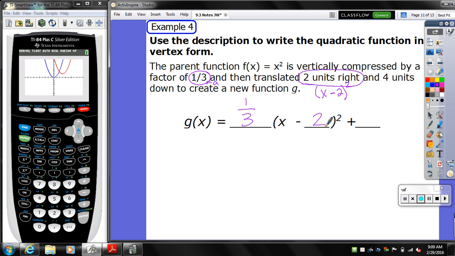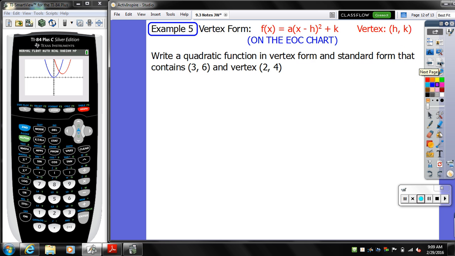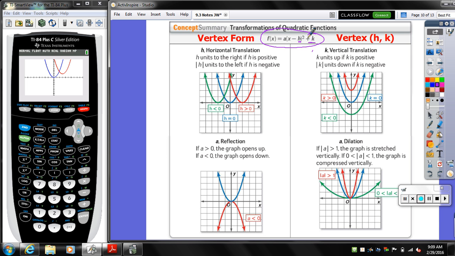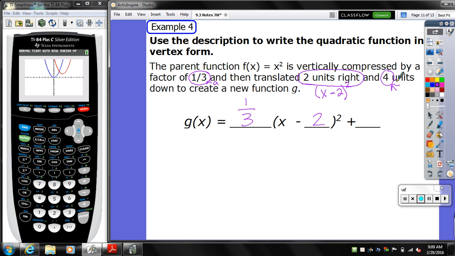And then 4 units down, so that's going to affect your K or our C. I'm going to show you. Remember, this right here, before we called it our C, but now in vertex form it's called our K, but it's the same thing. So 4 units down, so we need to make sure that even though there's a plus right there, that's a minus 4.